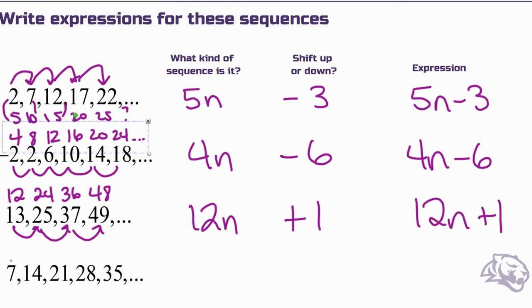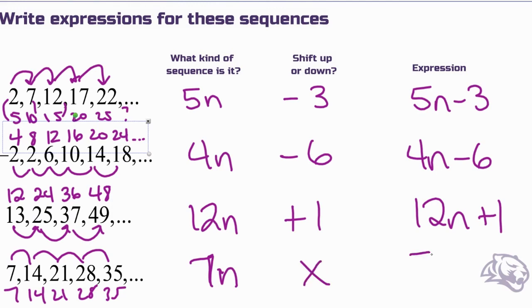And then this last one, we are counting by 7s. So this is a 7n sequence. And is it shifted up? The 7n sequence starts with 7, 14, 21, 28, 35. Well, that's done. So it's not shifted at all. So the expression for this is 7 times n.